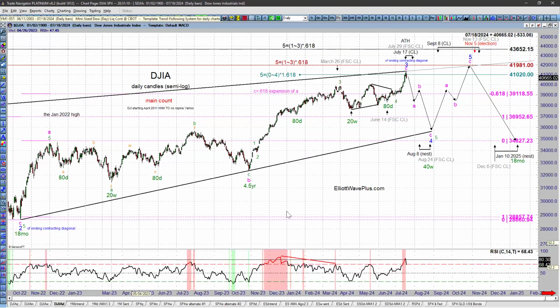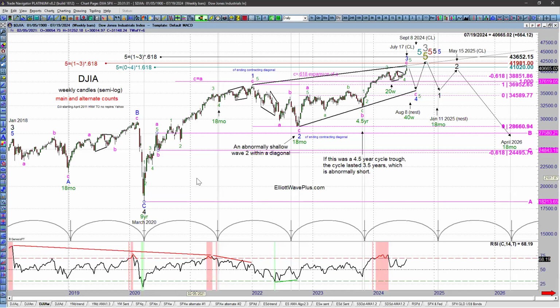But generally, I'm still using the same count. It is a diagonal count, and diagonals are unusual and they are weird, and they can get weird and weirder as they continue on. And the thing that's weird about them is, even though in a diagonal, it's generally making its way higher, each leg of a diagonal is a corrective structure. It's an ABC zigzag.